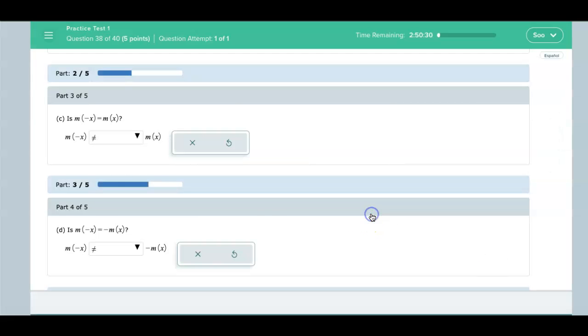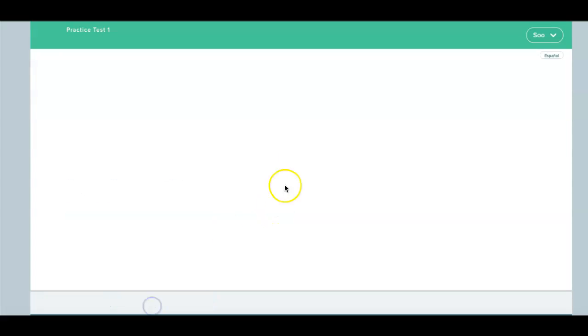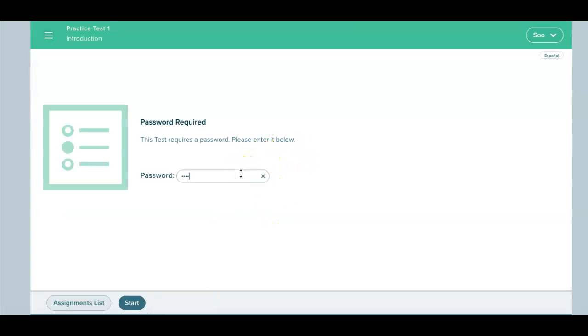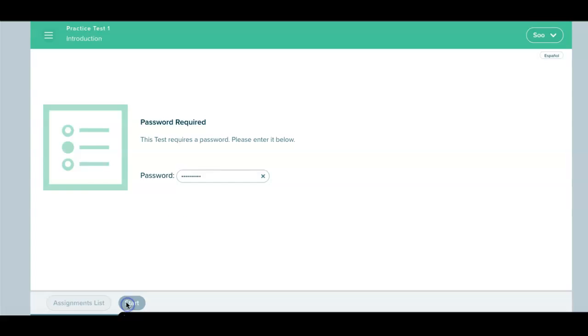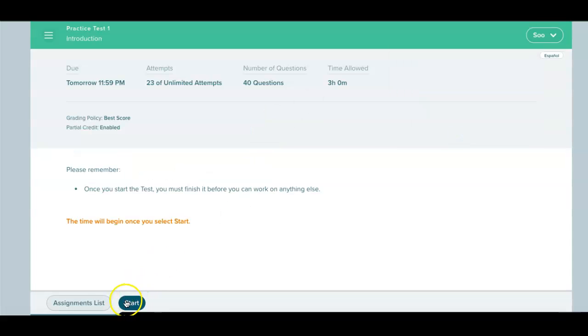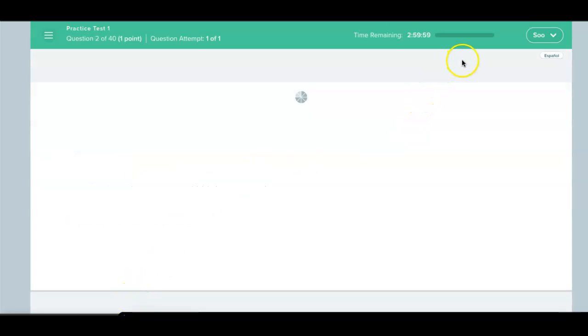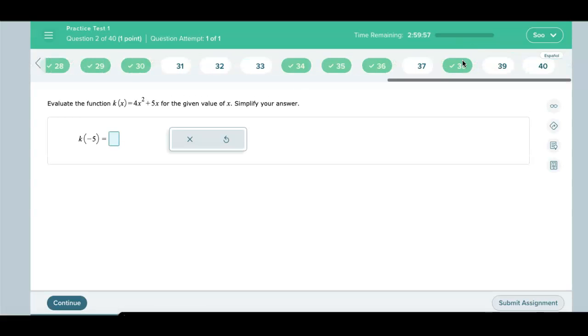Let's see if I got this right. It's a hassle to go back, but it's totally worth my time because we are preparing for our test. 38. Please be a check mark. There we have it. So that's it.